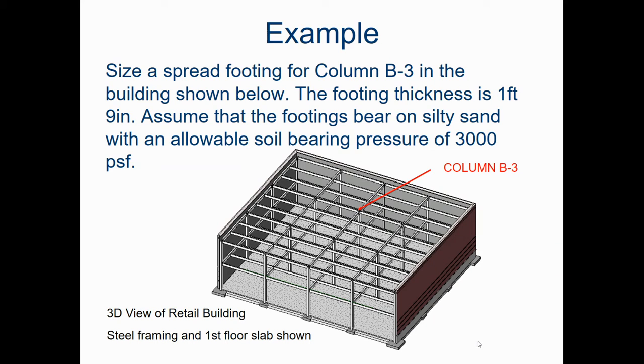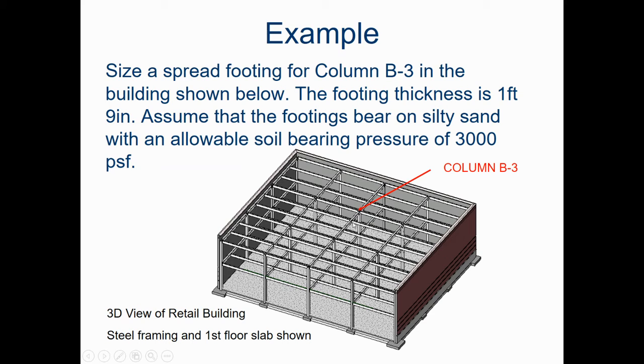Here's part two of column and footing design. We're going to go through an example now. Here's a simple two-story building. You can see that we're working on this column right here. Notice it has a roof load to it, and also it has a second floor loading to it. So it says size of spread footing for column B3 in the building shown below.